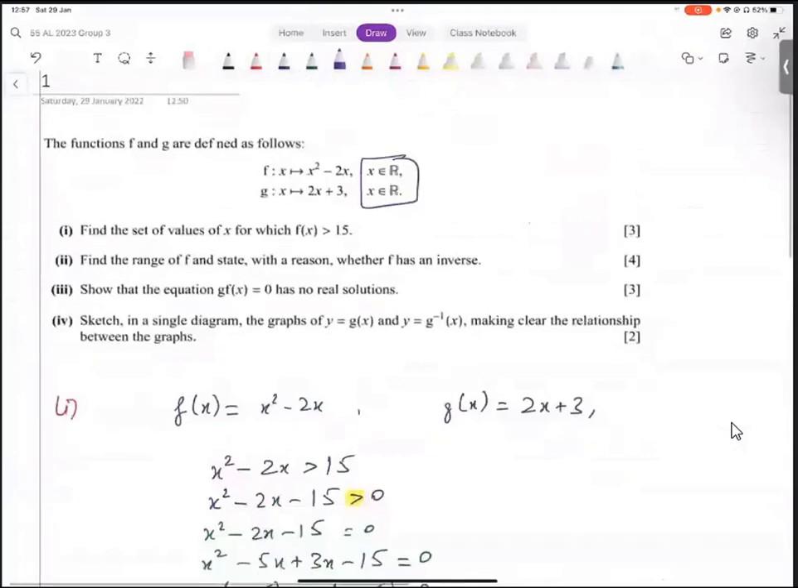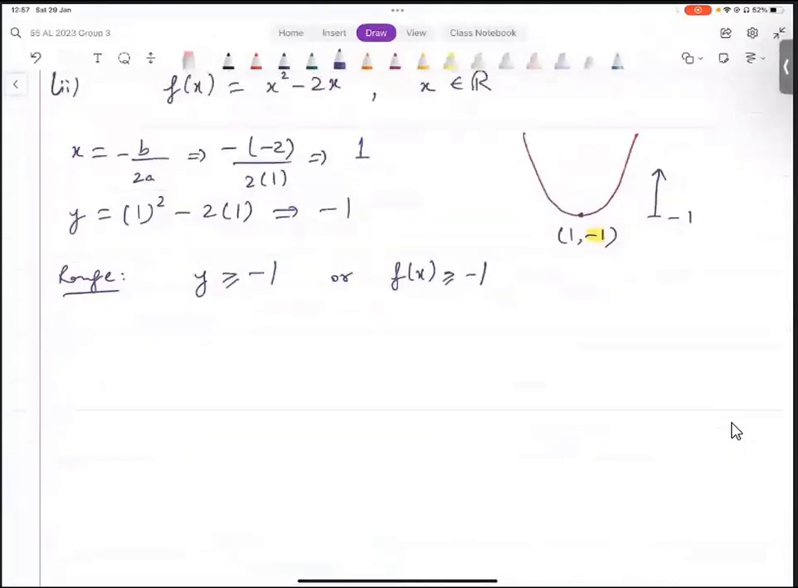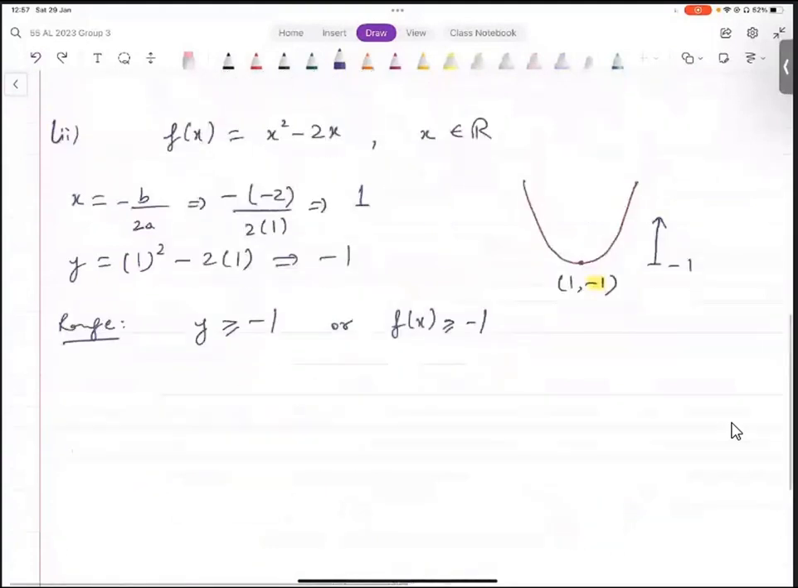But then it also says state with a reason whether f has an inverse. So what do you write here? Does it have an inverse or not? Say it does not. It does not have an inverse because यहाँ पे देखें domain क्या है? All real values of x. यानी कि पूरा function consider कर रहे हैं. पूरा function क्या है? This whole thing. This is not one to one, so it does not have an inverse.